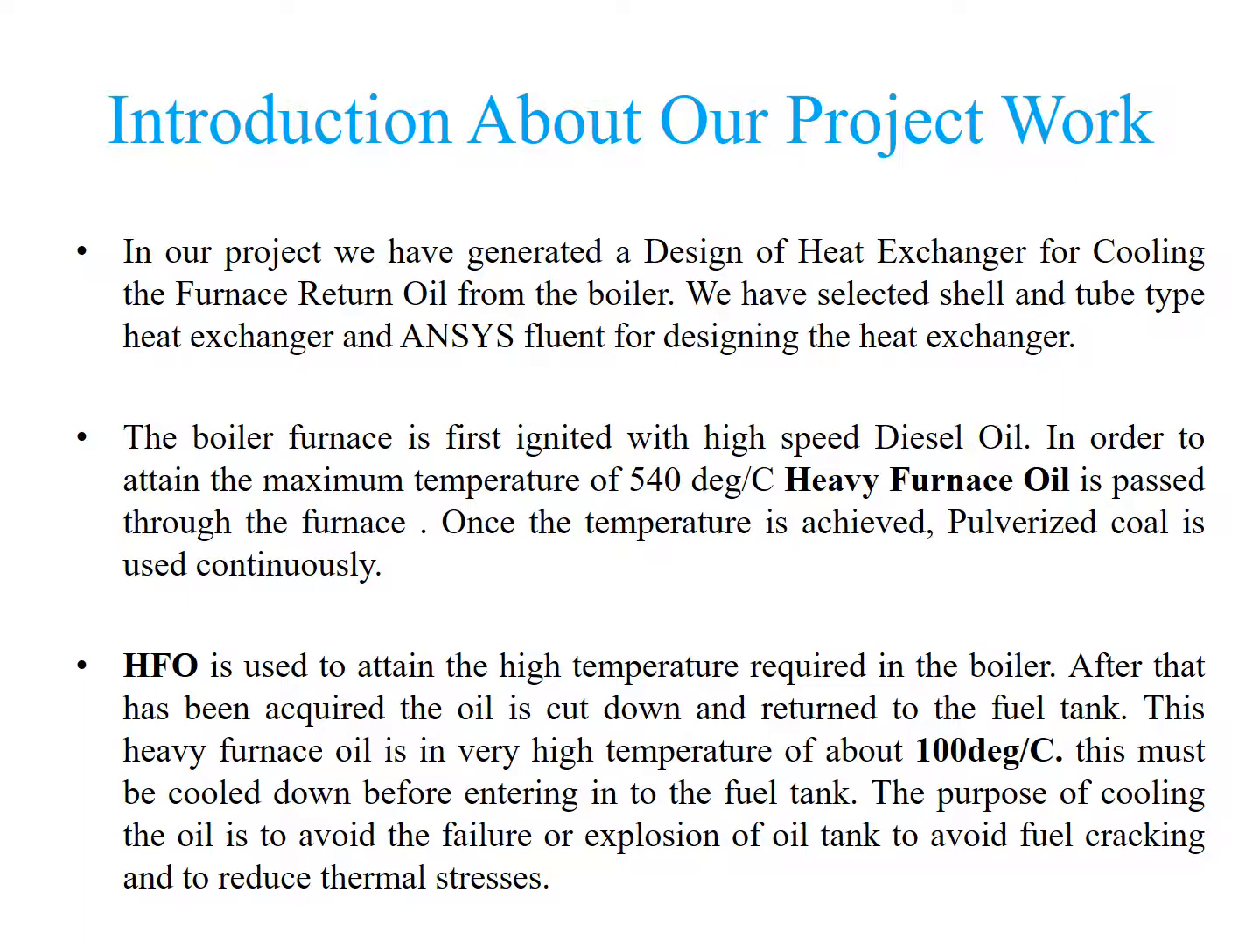The boiler furnace is first ignited with high-speed diesel oil. In order to attain the maximum temperature of 540 degrees Celsius, heavy furnace oil is passed. Once the temperature is achieved, the oil passage is stopped and pulverized coal is used continuously. Heavy fuel oil is used to attain the high temperature required in the boiler. After that has been acquired, the oil is cut down and returned to the fuel tank.